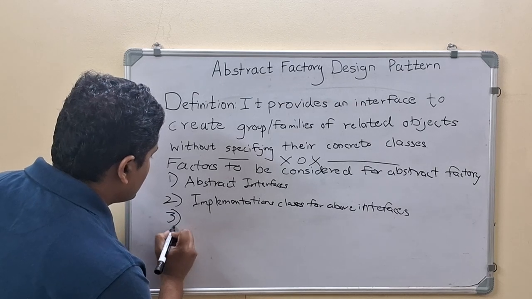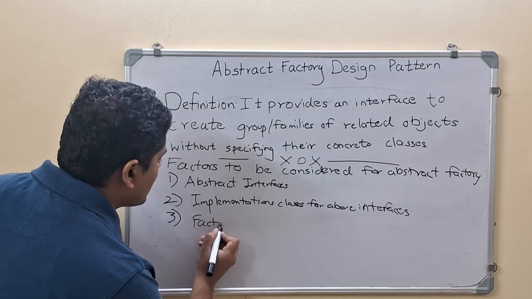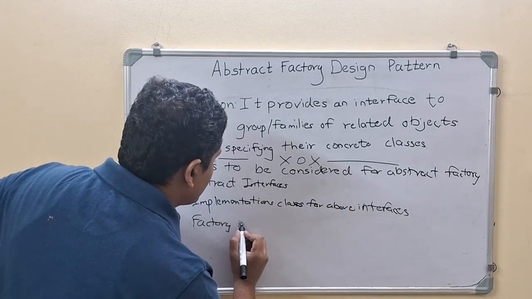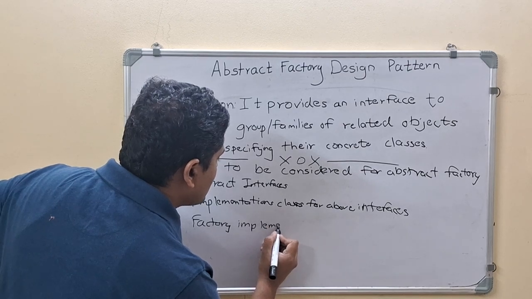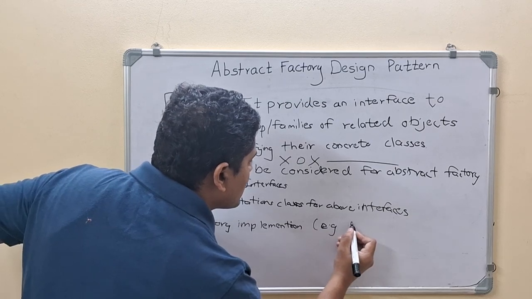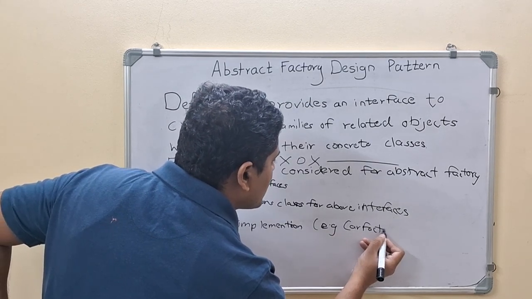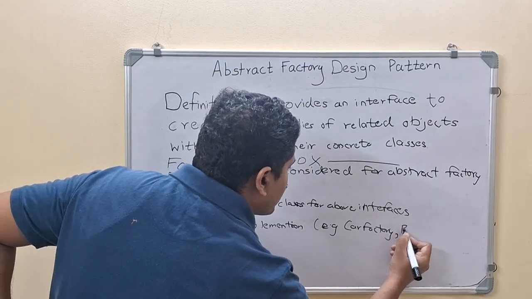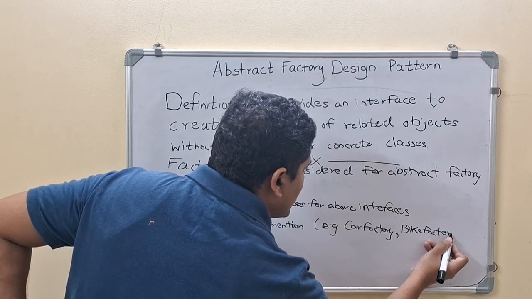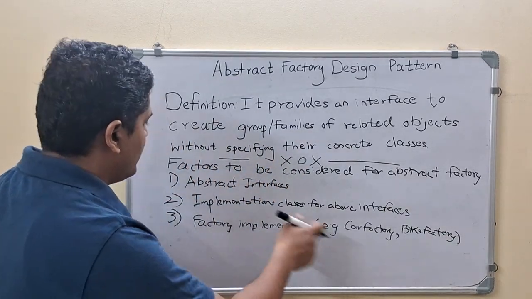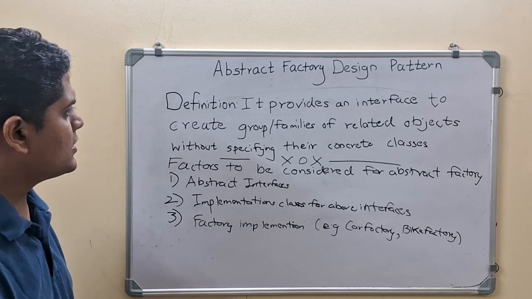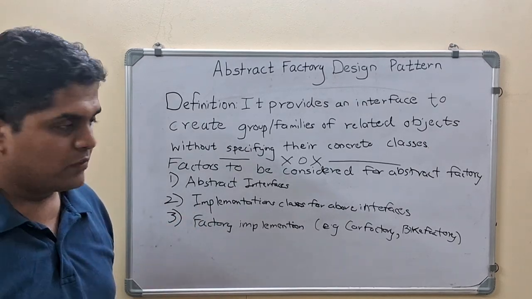The third point is the factory implementation, for example a car factory and a bike factory. That is an important point to note here: the factory implementation, because through it you get the power of hiding the details, and you create the groups or families of related objects.